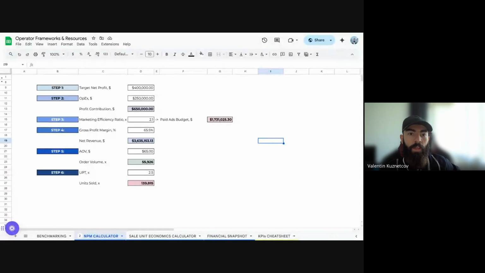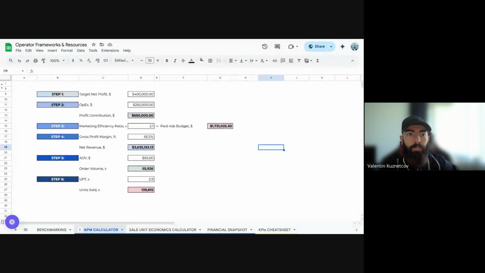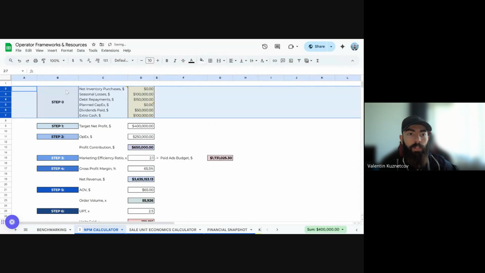And going back to this, how do we determine the net profit target? So I'm going to show the framework once more. And I think that's where a lot of businesses go wrong, right? Firstly, they don't know the total target net profit that they need to aim for. But let's see, how do we calculate that?